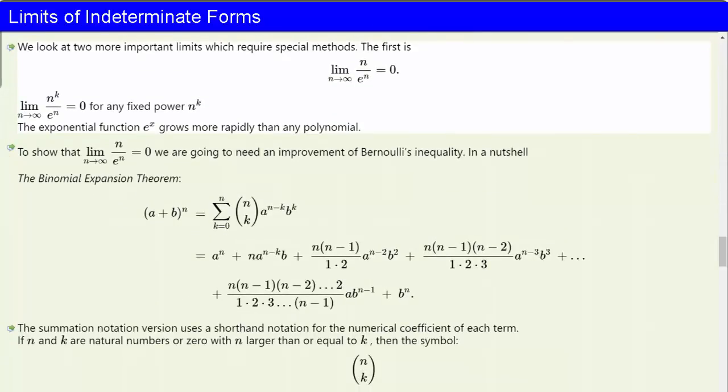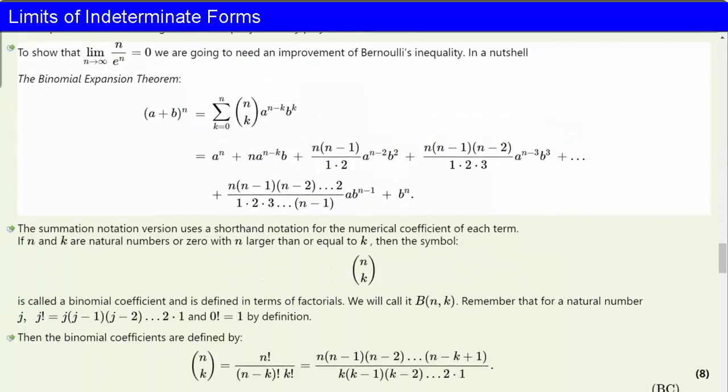We will look at two more important limits, both of which require special methods. The first is the fact that the limit as n tends to infinity of n divided by e to the nth is 0, where e is Euler's number. In fact, you can take any power of n. The limit as n tends to infinity of n to the k over e to the n is 0 for any fixed power n to the k. In fact, the exponential function grows more rapidly than any polynomial. For this lecture, we will focus on the sequence, since once we have the power of the calculus at our disposal, the stronger results will be easy to prove.